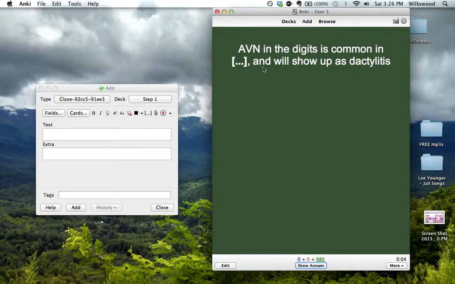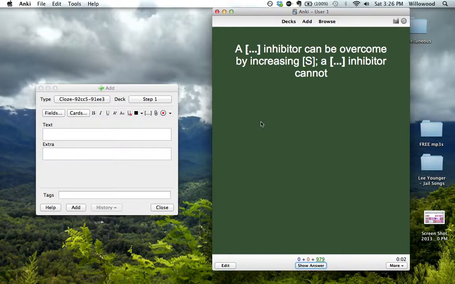Avascular necrosis in the digits, common in sickle cell. A blank, yeah, we just saw this one. So you see, an avascular necrosis question followed by a related question. And I like this too because it just keeps the material fresh.